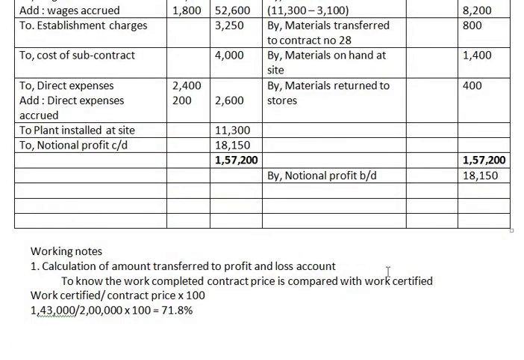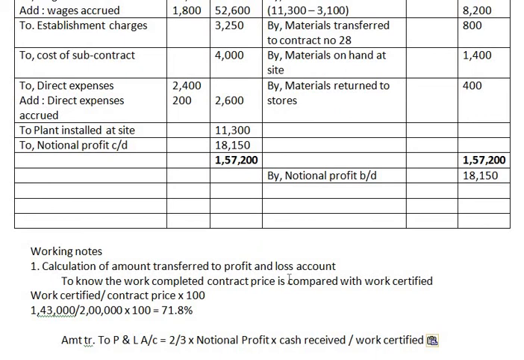You can write the formula here. You can write one sentence if you want: as more than half of the contract is completed, then amount transferred to profit and loss account is equal to 2/3 into notional profit into cash received divided by work certified.